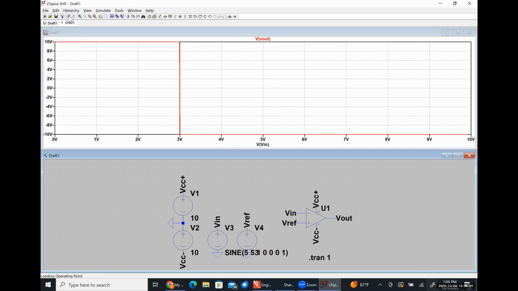So, do we have a good grasp on how these comparators work?